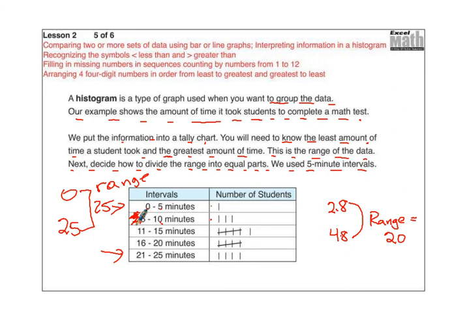And then what they did was they put tallies. There's one kid that took 0 to 5 minutes, another 3 kids that did 6 to 10 minutes, 6 kids that did 11 to 15, 5 that did 16 to 20, and 4 that did 21 to 25 minutes. All right, if that was too fast for you, just go back and watch it again.